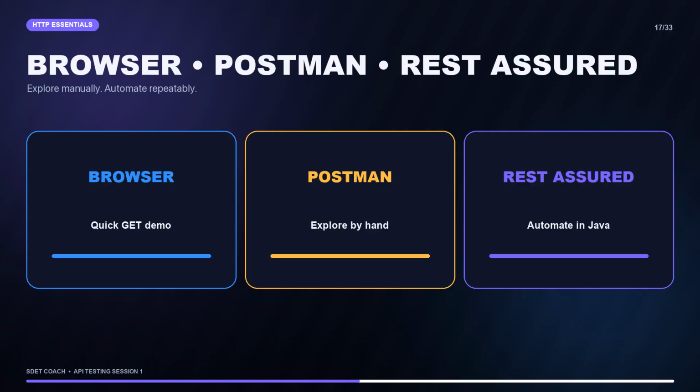The point is not Postman versus Rest Assured as a winner-takes-all contest. Use a manual client to investigate and prototype. Use code when the check must be repeatable, reviewed, versioned, and run in continuous integration.